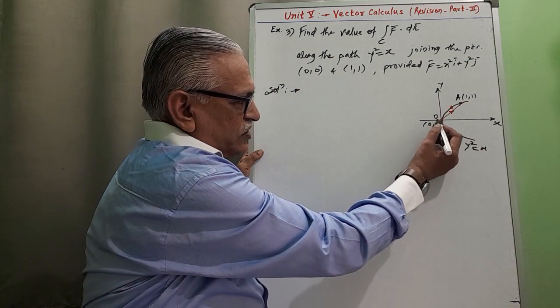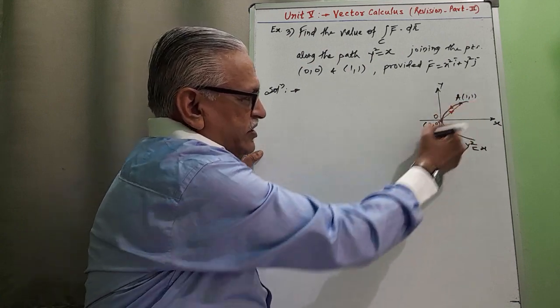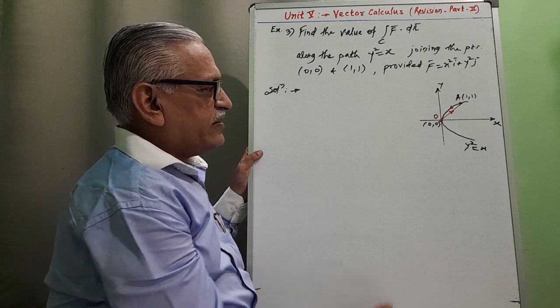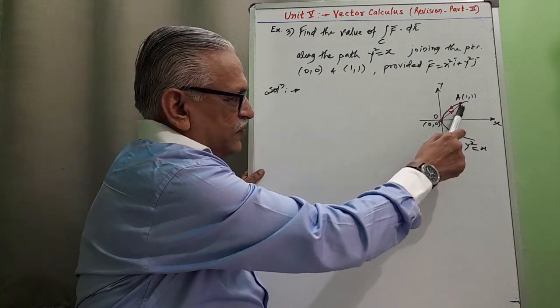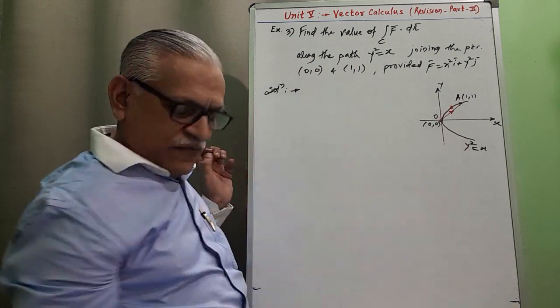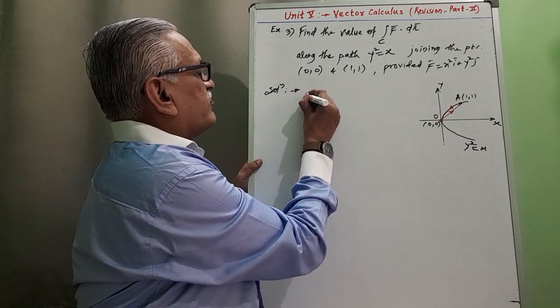Point (0, 0) is O and point (1, 1) is A. Joining them by a straight line, we get the straight line OA. Therefore, this is one path from O to A and then A to O. First of all, we find the value of F bar dot dr bar.